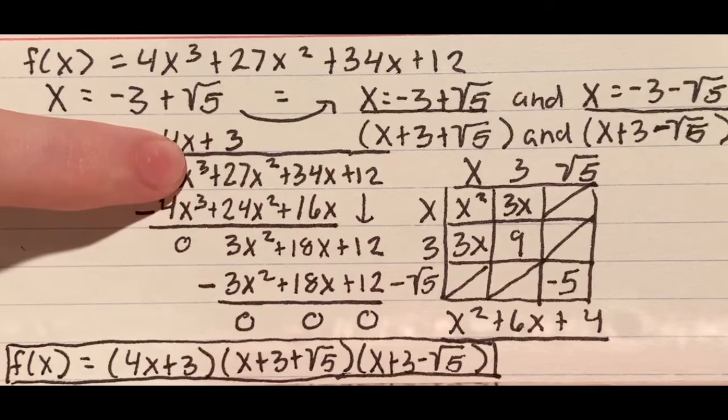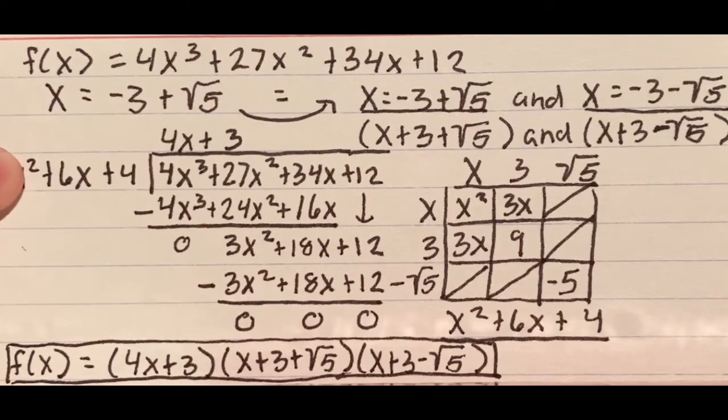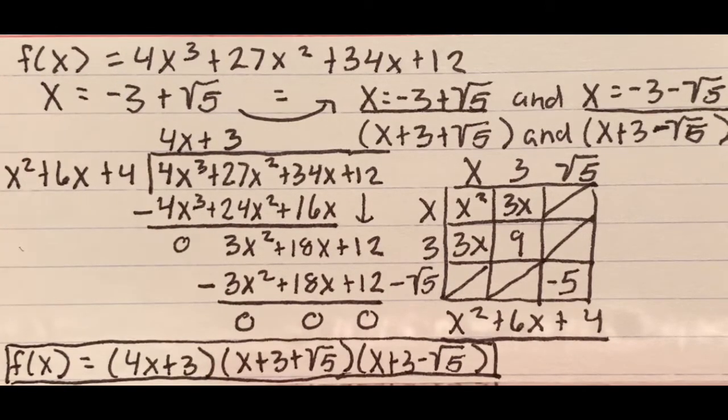Now, our power here is to the third, and our power here is to the second. And when multiplying exponents, you add them together.